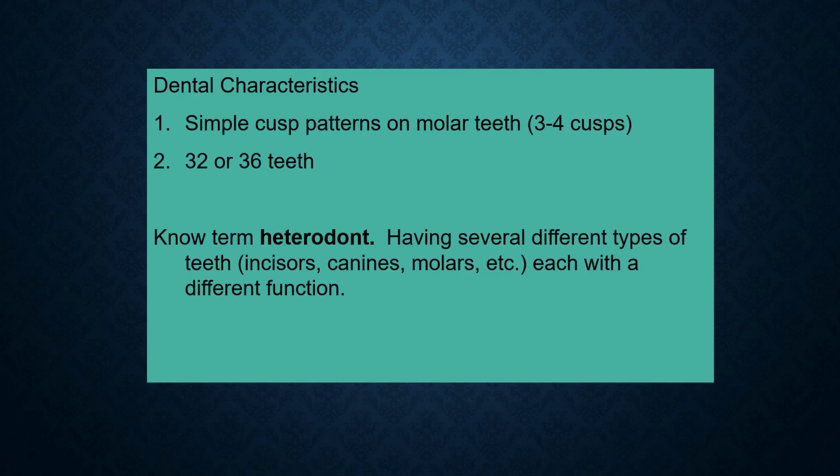So the dental characteristics is that we have a simple cusp pattern on our molar teeth. We either have 3 to 4 cusps. There are either 32 or 36 teeth in the mouth total. And know the term heterodont. This means having several different types of teeth, right? We've just looked at them, your incisors, your canines, your molars, each with a different function, right?